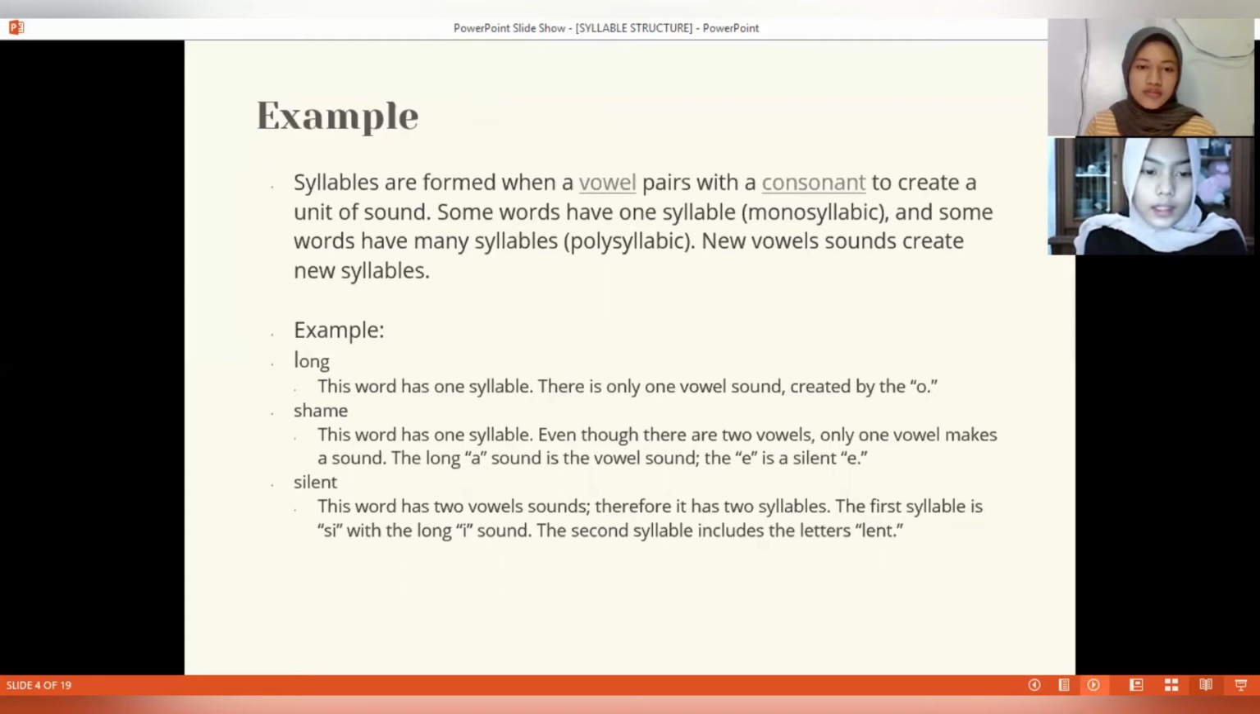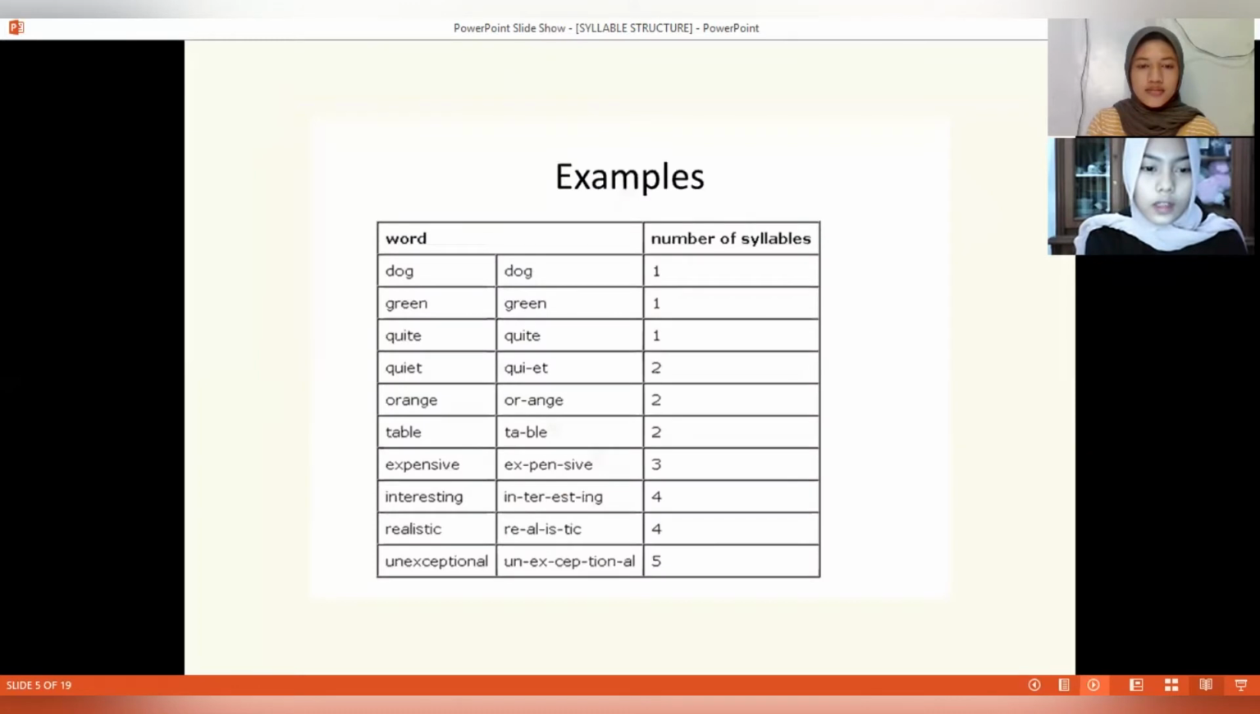Next is shame. This word has one syllable too. Even though there are two vowels, only one vowel makes a sound. The long A sound is the vowel sound. The E is a silent E. So the sound is like shame. Next is silent. This word has two vowel sounds. Therefore, it has two syllables. The first syllable is SI with the long I sound. The second syllable includes the letters lent. So the sound is like silent.